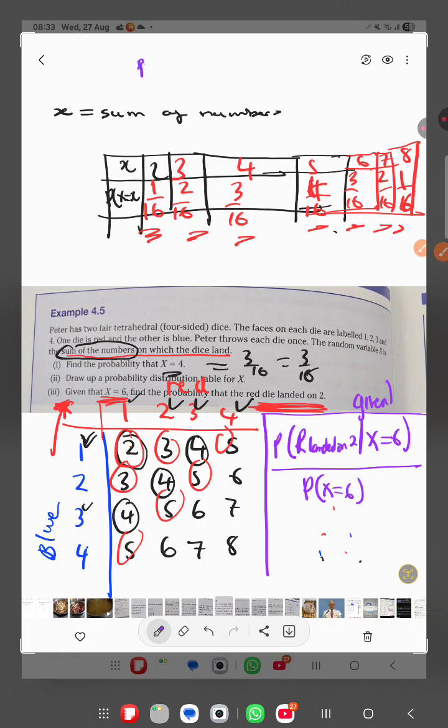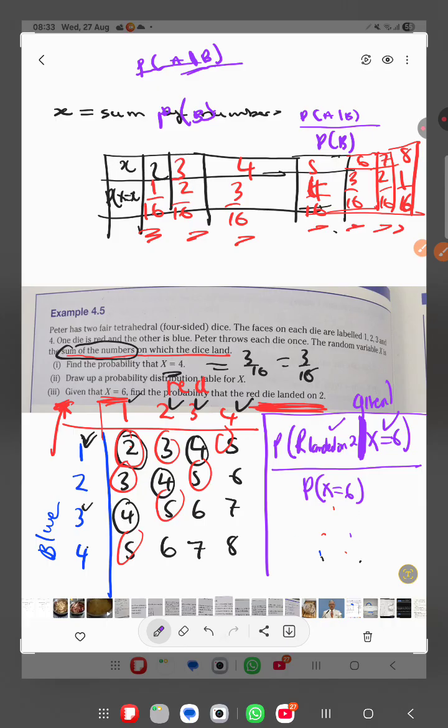So the probability that A given B would be divided by the probability of B. I hope that makes sense. Probability that A given B would be divided by the probability of B. So probability red landed on 2 given, note the sign here, given X landed on 6, is divided by probability X landed on 6. All right.